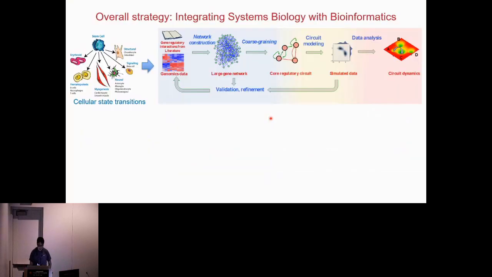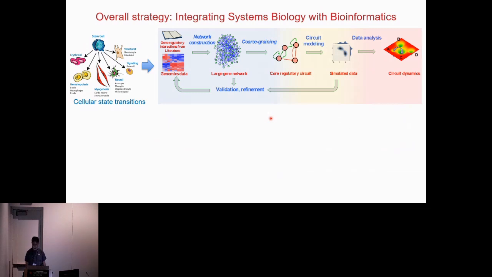For my lab, we're interested in developing computational methods and applying them to understand the gene regulation of cell state transitions, such as cell differentiation. Our strategy is to integrate literature-based gene regulatory network information and omics data, and then apply bioinformatics methods to construct gene regulatory networks. Then we want to integrate systems biology modeling afterwards. So we want to do simulations and modeling and try to identify the core regulatory circuits.